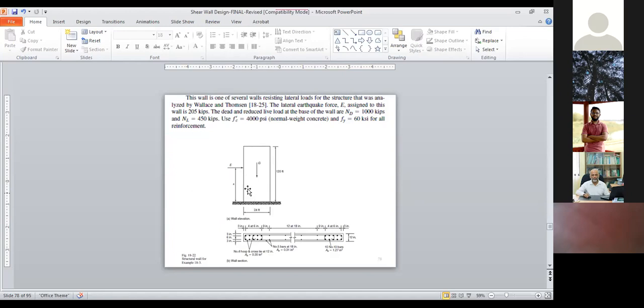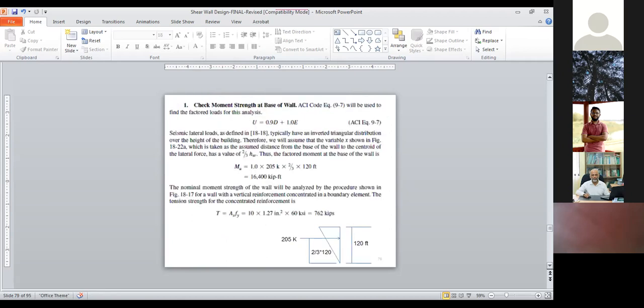24 feet, and you have lateral earthquake force E assigned to this wall of 205 kips. The dead and the reduced live load at the base of the wall is 1000 kips, and reduced live load is 450 kips. FC' equal to 4000 psi, and FY equal to 60 ksi for all reinforcement. And I think this problem structure was analyzed from some reference you can see here.